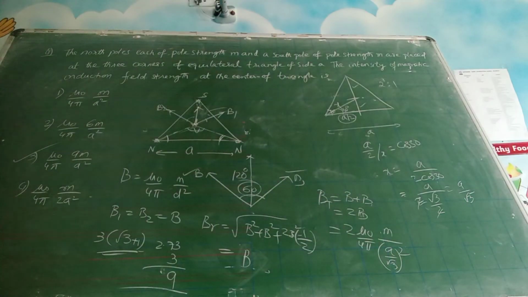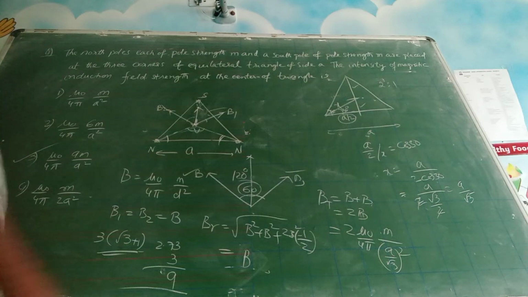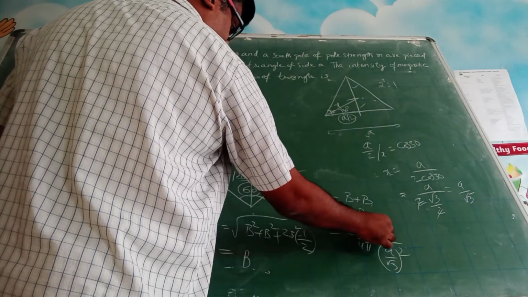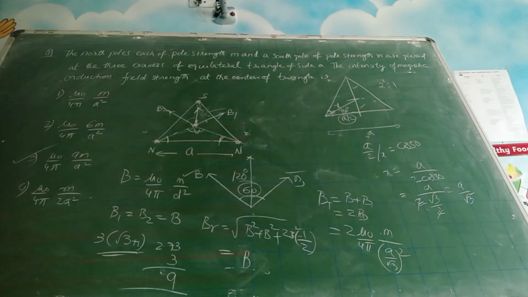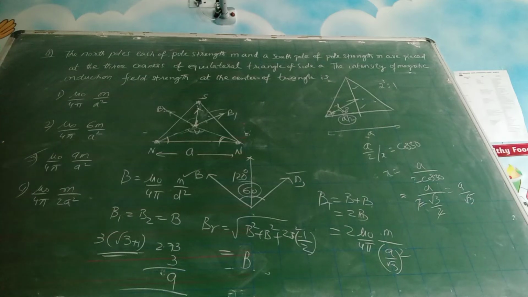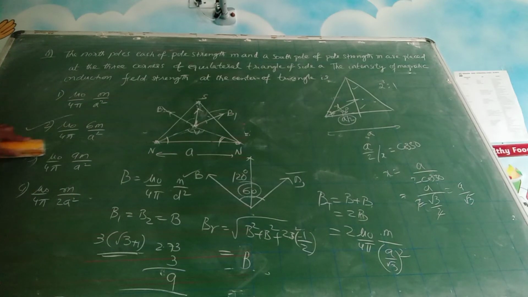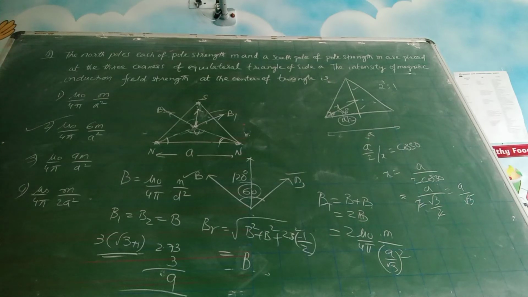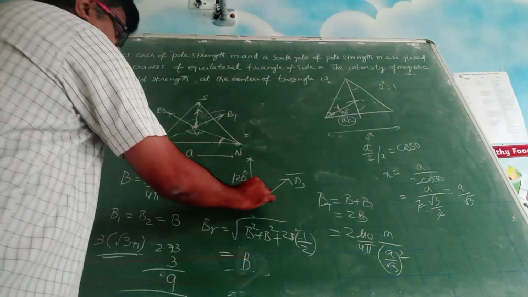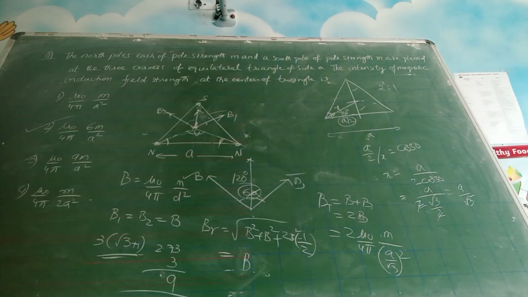We made a small mistake over here. This root 3 square, when it goes to the top, becomes 3. 3 into 2 becomes 6. So you will get 6 into mu naught by 4 pi into M upon A square. So this is not the right answer. This is the right answer. So sometimes we have to be very careful while doing the problems. Okay. So make this correction. This angle I had taken wrong.